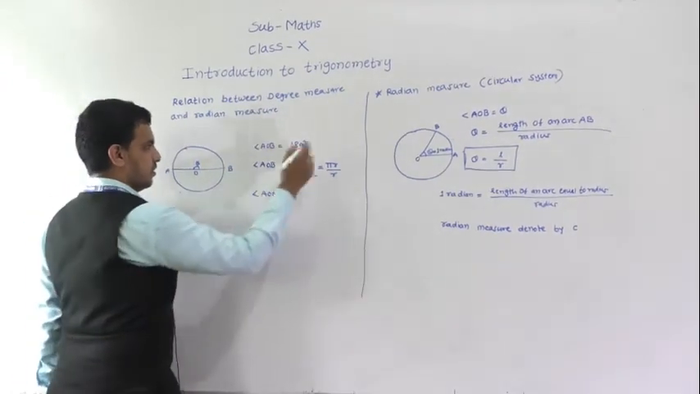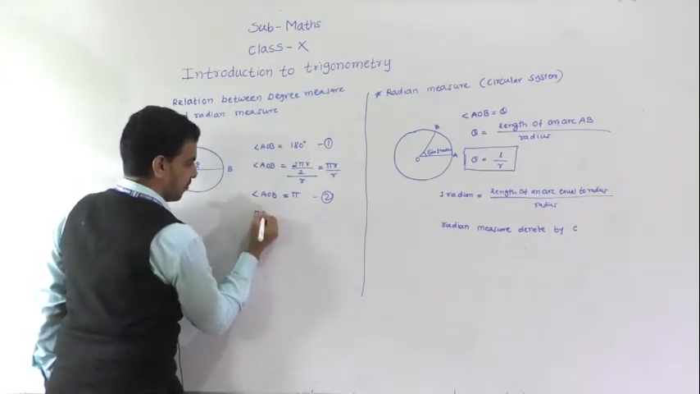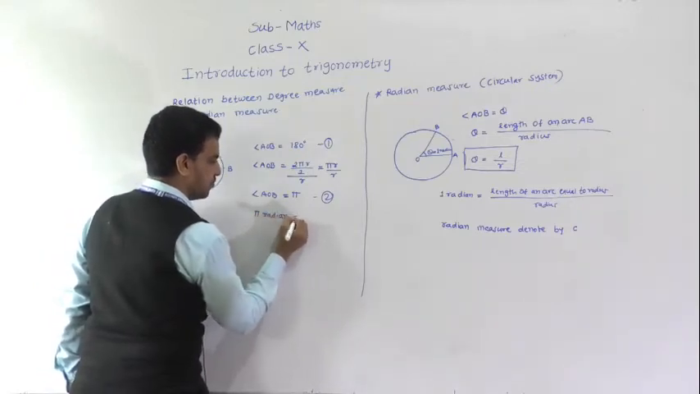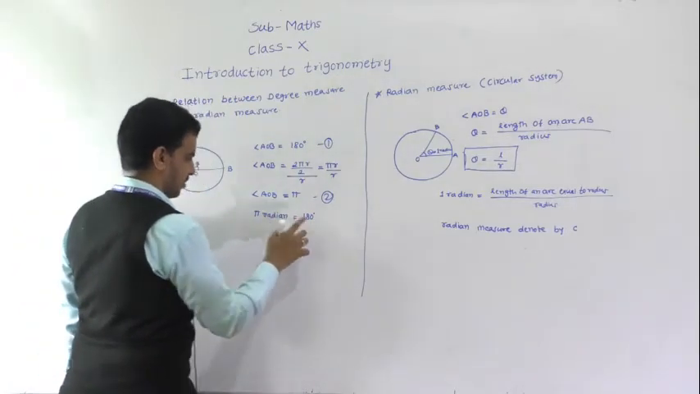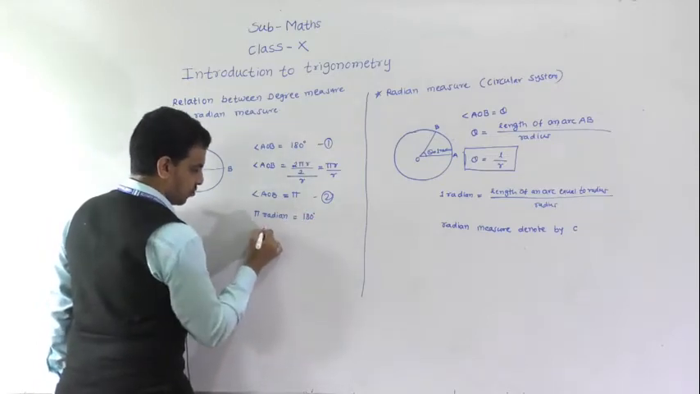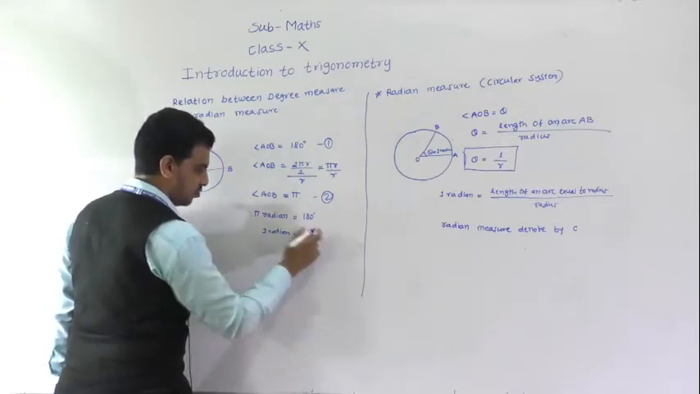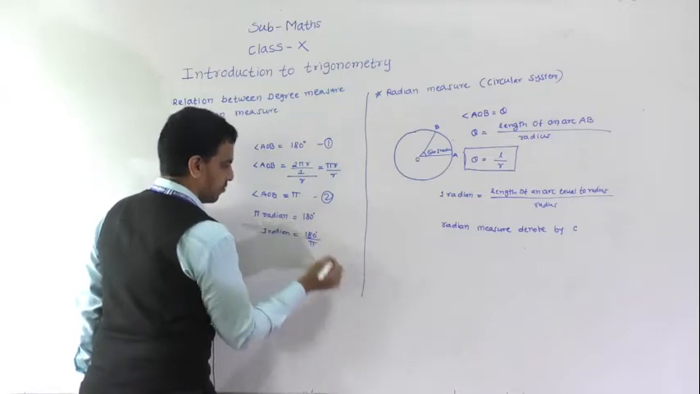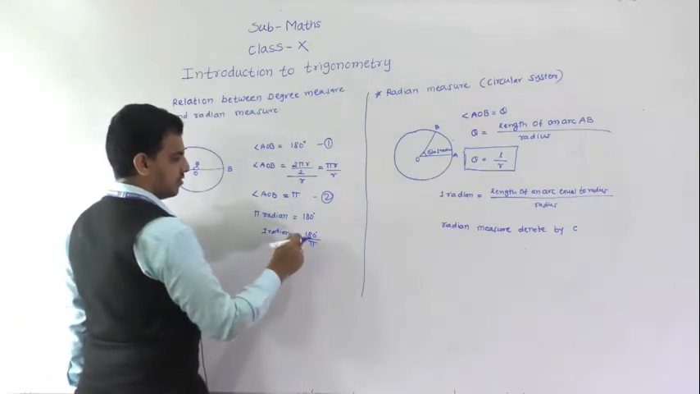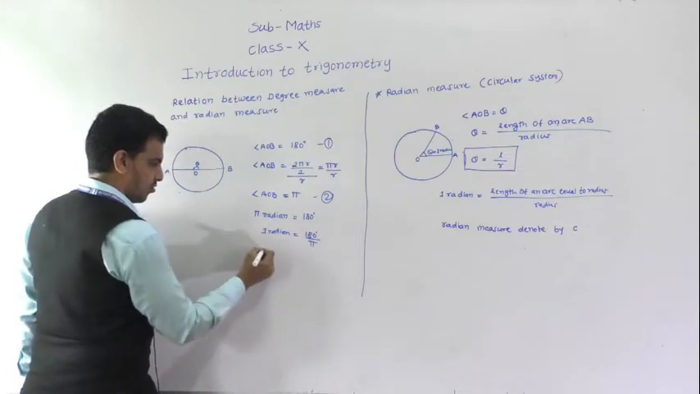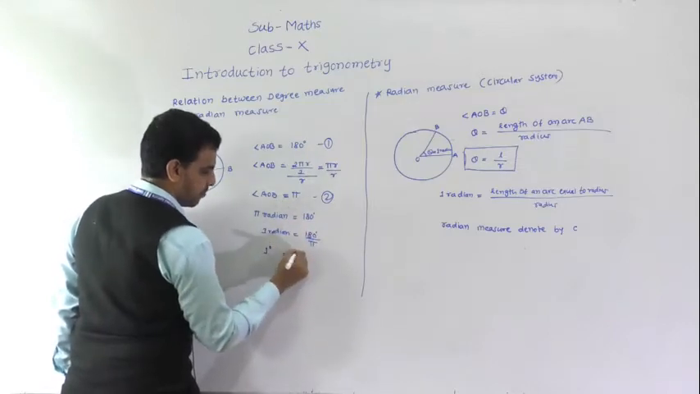Taking this as the first result and this as the second, from 1 and 2 we get pi radian is equal to 180 degrees. This is the relation between radian and degree. So 1 radian is equal to 180 degrees divided by pi. If we convert radian into degree, multiply by 180 by pi, or conversely, 1 degree is equal to pi by 180 radian.